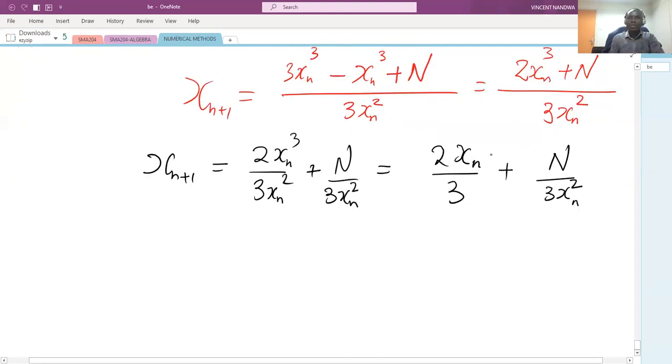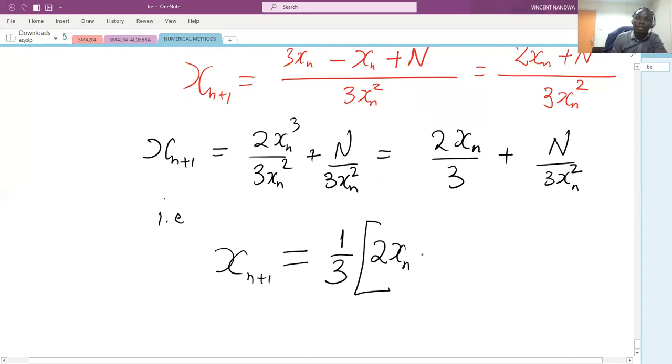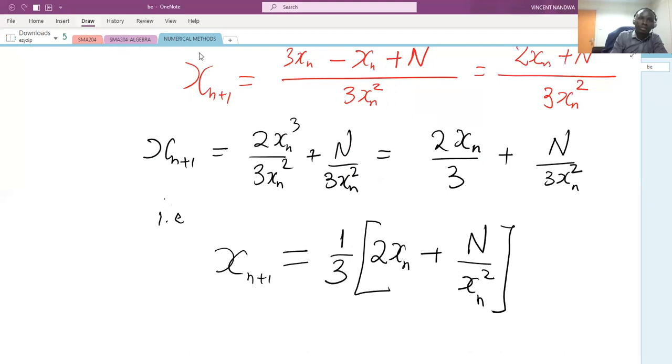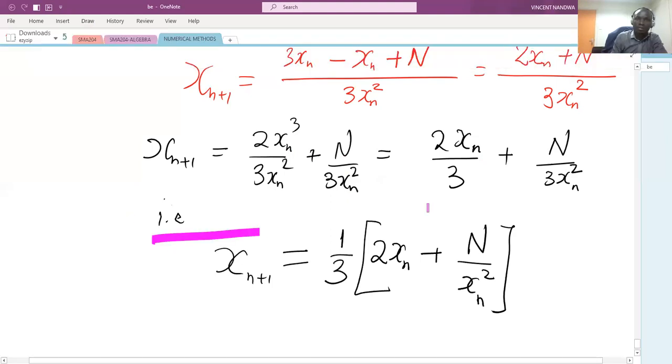Now these two terms have a common factor of a third, i.e. xn plus 1 is equal to 1 over 3 into 2xn plus n over xn squared. So this is the iterative formula for finding the cube root of a given number.